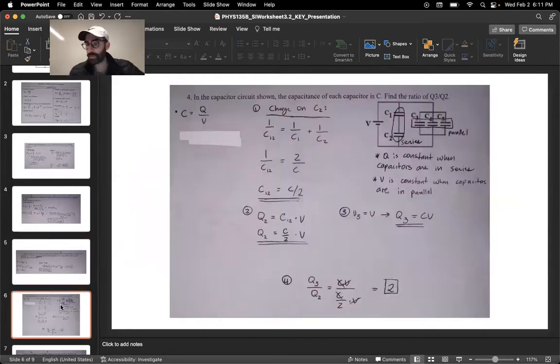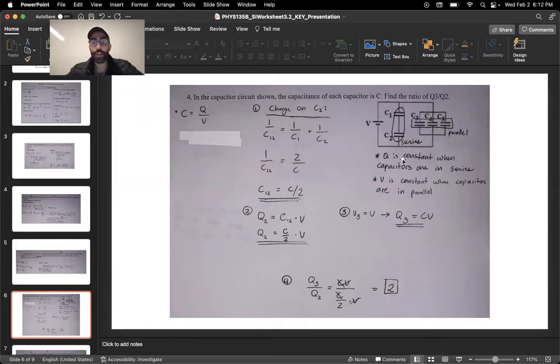All right, let's move on to number 4. So here's one of these scenarios where we have a circuit and then they gave us a capacitance for each capacitor and we're looking for the ratio Q3 over Q2. So this one has less to do with finding the equivalent capacitance and then solving backwards for some charge across the whole thing. It's more to do with what these definitions are right here. So that's kind of the takeaway here.